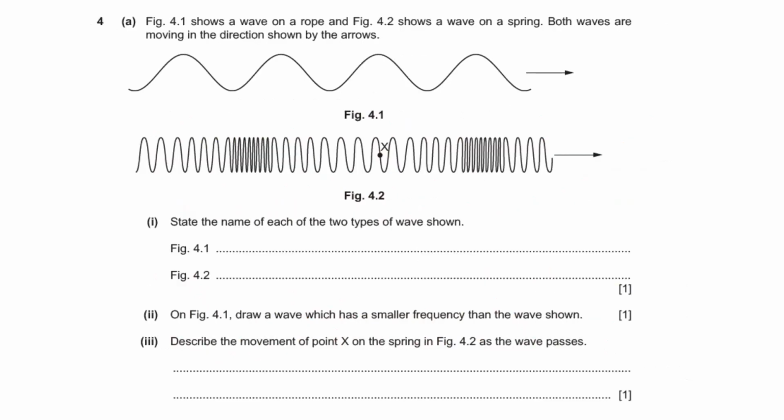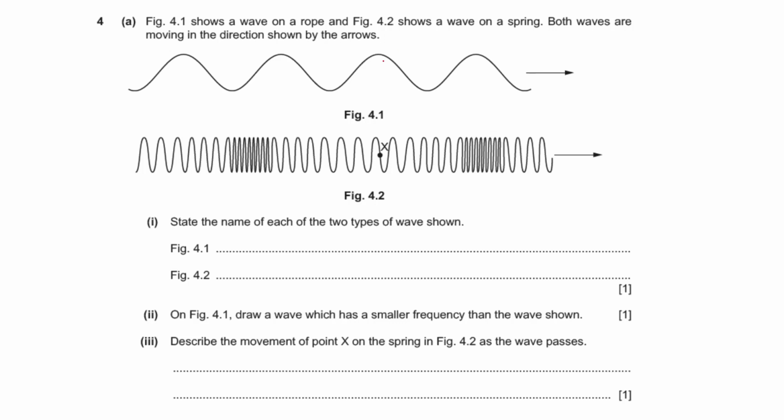So next question, question number 4. It says figure 4.1 shows a wave on a rope, and figure 4.2 shows a wave on a spring. Both waves are moving in the direction as shown by the arrows. State the name of each of the two waves as shown.